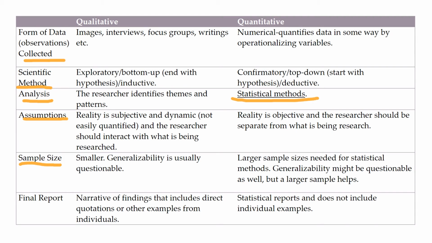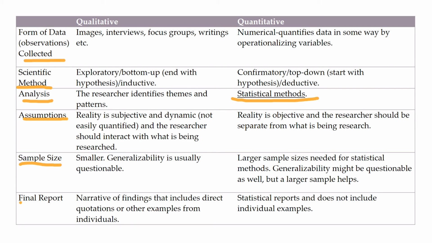Because we have a larger sample, we have more people in our study, so that means we can more likely generalize our results to other people than if we just have a few people, like 5 people maybe, in a qualitative study, where we can't generalize our results. Keep in mind, this table is not black and white, and things can overlap with each other. This is just a good starting point to understand the two.